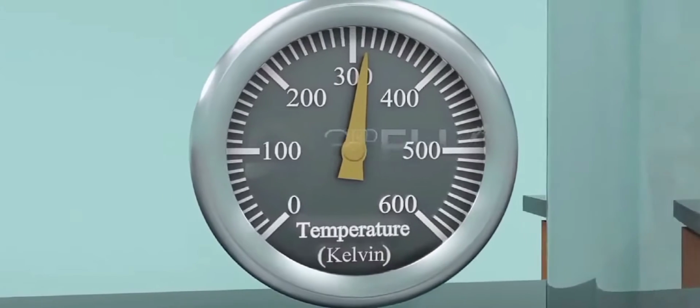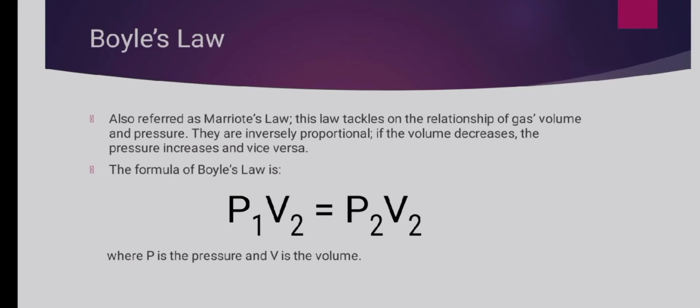The formula of Boyle's law is P1V1 equals P2V2, in which the left side of the formula is the initial set of conditions. We have initial pressure, the P1, and the initial volume, the V1, while the right side of the equation is the changed set of conditions where the new pressure and volume are P2 and V2.